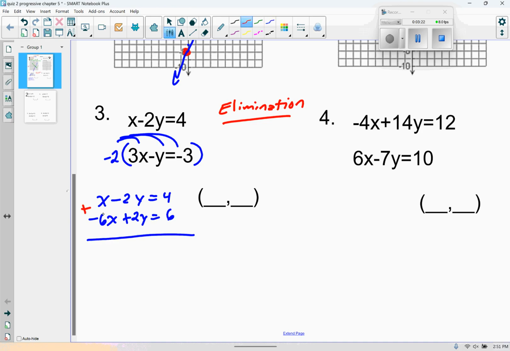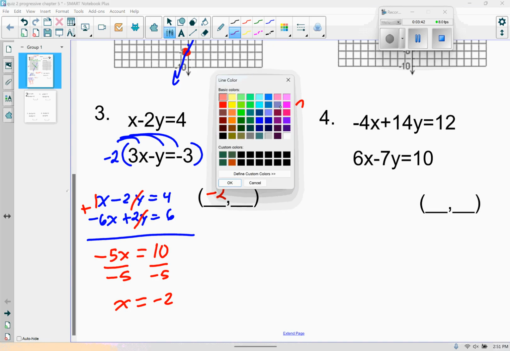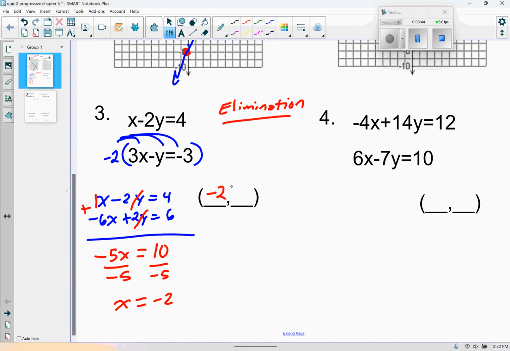If I add these together, 1 minus 6x is -5x. The y's cancel each other out. 4 plus 6 is 10. Divide each side by -5. So x equals -2. That's the first answer. What should I do with this -2? Plug it in. You're going to plug it into either this x here or this x here. It doesn't matter. They're both going to give the same answer.